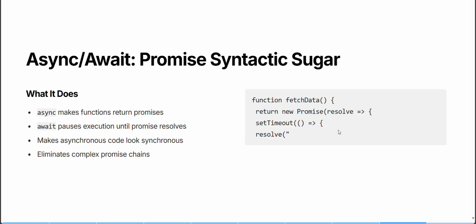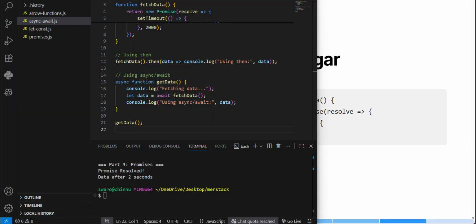This is the basic syntax of this, and I will show you the code in VS Code. As you can see here, this is the code. It returns a promise that resolves after 2 seconds with the data. setTimeout simulates an asynchronous operation like fetching data from a server. Using dot then, call fetchData which returns a promise. Dot then waits for the promise to be fulfilled and logs the resolved data.